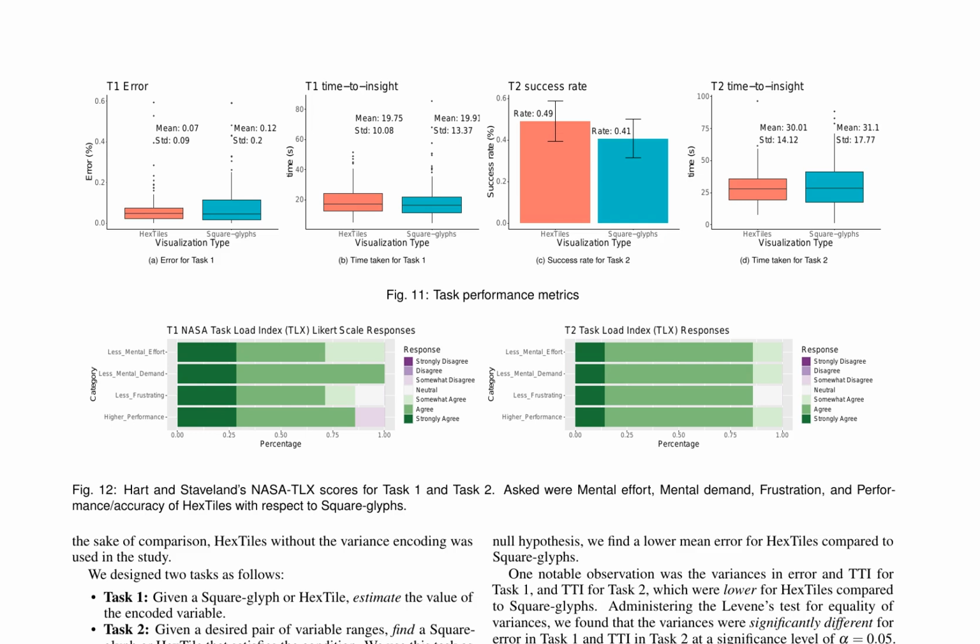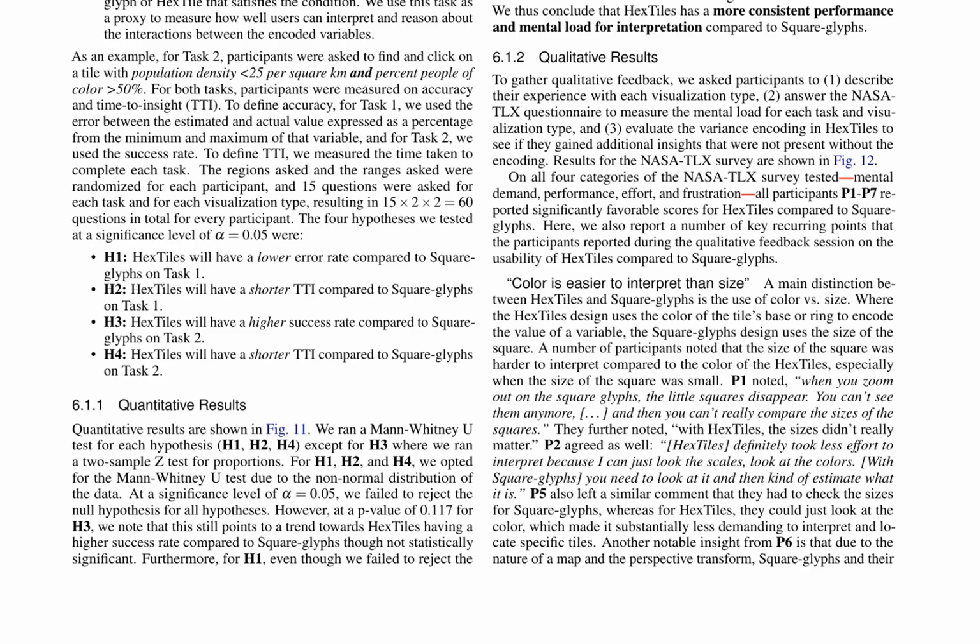The performance metrics and user feedback for two tasks involving HexTiles and square glyphs are discussed. Task 1 requires estimating the value of an encoded variable, while Task 2 involves finding a tile that satisfies specific conditions. Results indicate lower error rates and shorter time to insight for HexTiles compared to square glyphs, although these differences are not statistically significant. Participants found HexTiles easier to interpret, particularly due to the use of color, which was considered more intuitive than size in square glyphs.